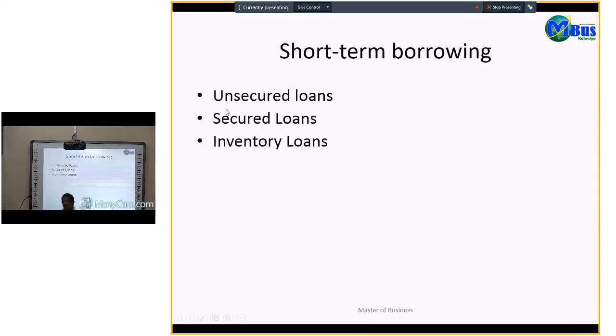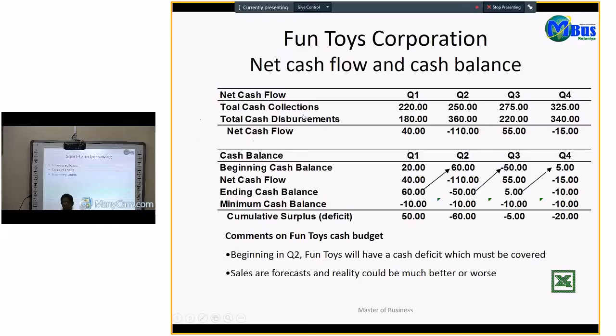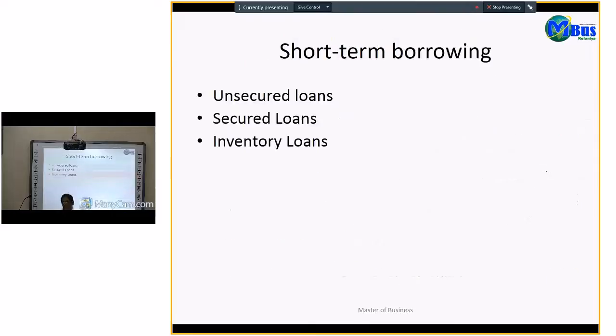Once we prepare the cash budget, we can use these sources of short-term borrowings to fill the gap. Okay, if we have too much cash surplus, we can think about short-term investment opportunities, short-term securities and all. We can invest our money, right? Short-term treasury bills we can purchase. The company can invest their money, right? So that is why companies prepare the cash budget.